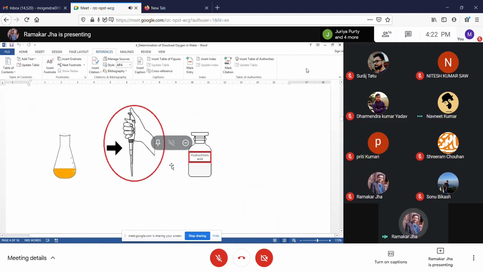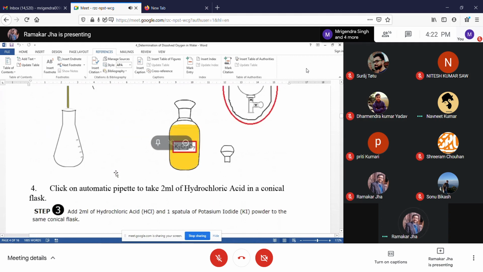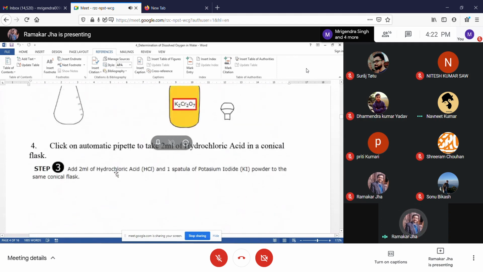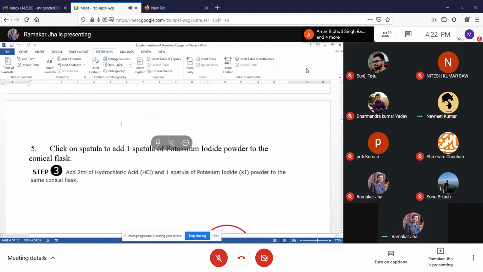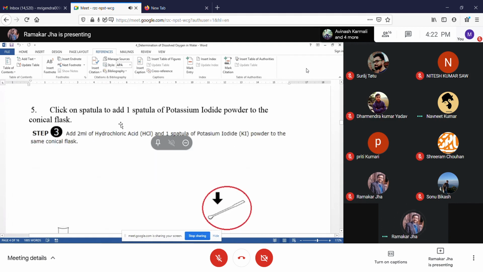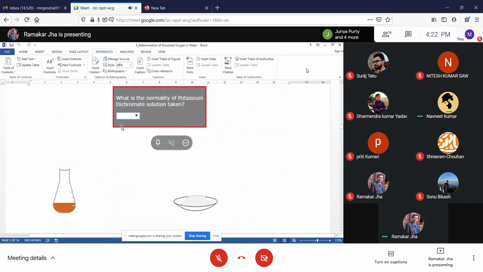I have taken all these three, mixed them together, and we get yellow color. Is it clear? Potassium iodide, potassium dichromate, and HCl. We mix them and it becomes yellowish. One was 10 ml, one is 2 ml, and one is one spatula of potassium iodide. Once we mix these three, then what will happen? Then we start pouring this.